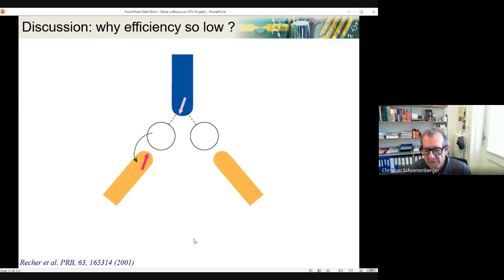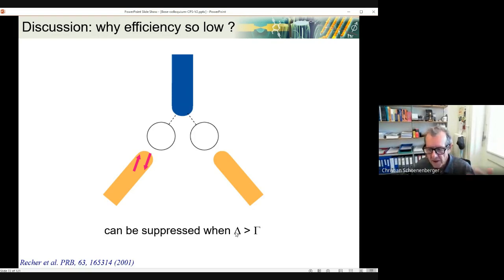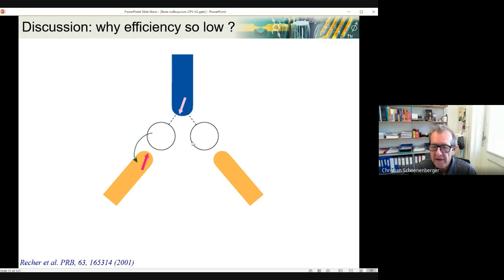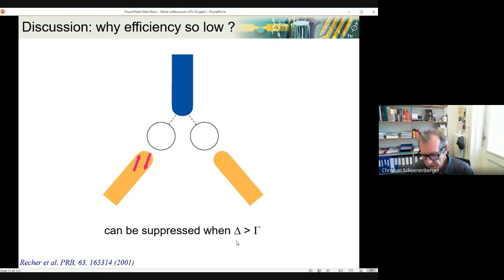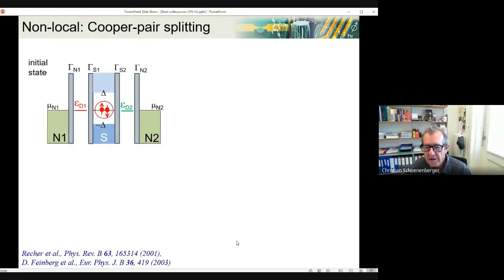This is possible. The electron leaves, and then the other one decides to go through the left tip as well, just after each other. And then you have a leakage. You don't have any splitting. You can also suppress this leakage if you make the superconductor gap large. If the superconducting gap is much larger than gamma, this state will be very strongly suppressed. It's not allowed anymore. But it turns out in our experiment, delta is comparable to gamma, unfortunately.